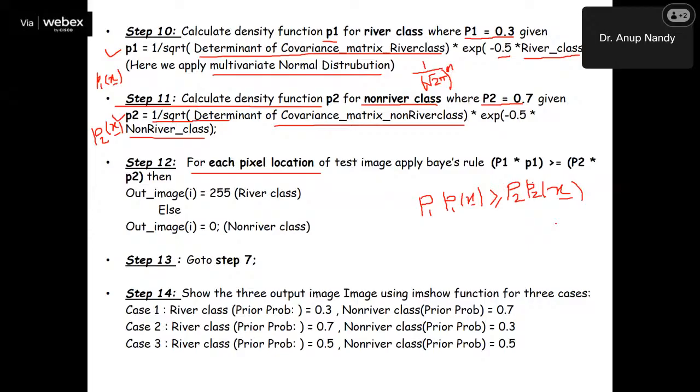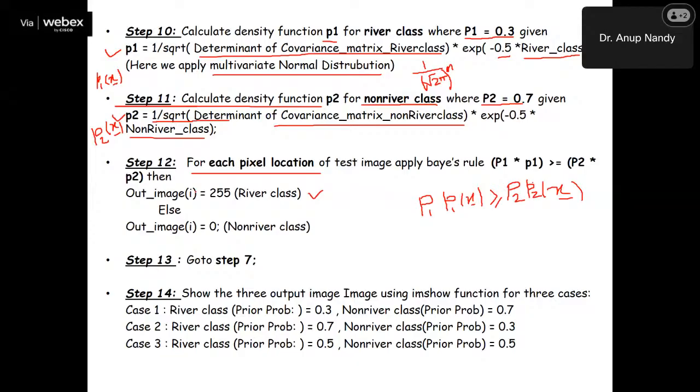Now for each pixel location, you have a total of 512 by 512. You have tested for one pixel location, and now you have to make a loop for that many locations. Finally, the output image will be printed: if this condition is satisfied, that is, if the density with its prior probability is greater than the density with the prior probability of the other class, then make the output image 255, that is the river class, or else make the output image 0, that is for the non-river class.